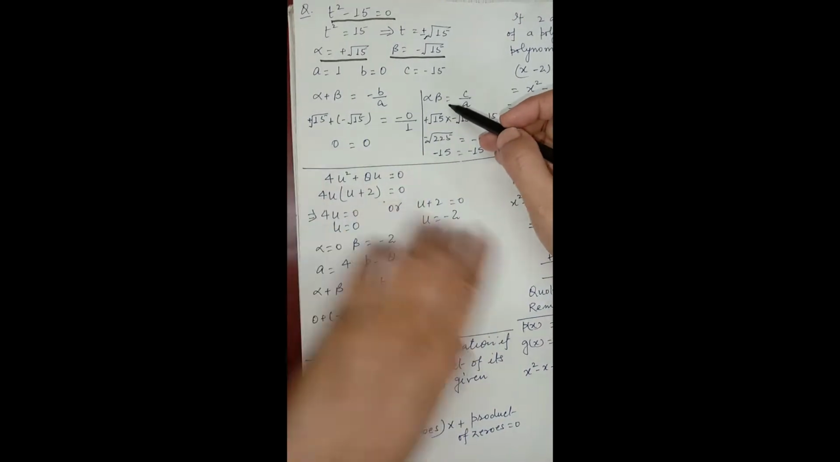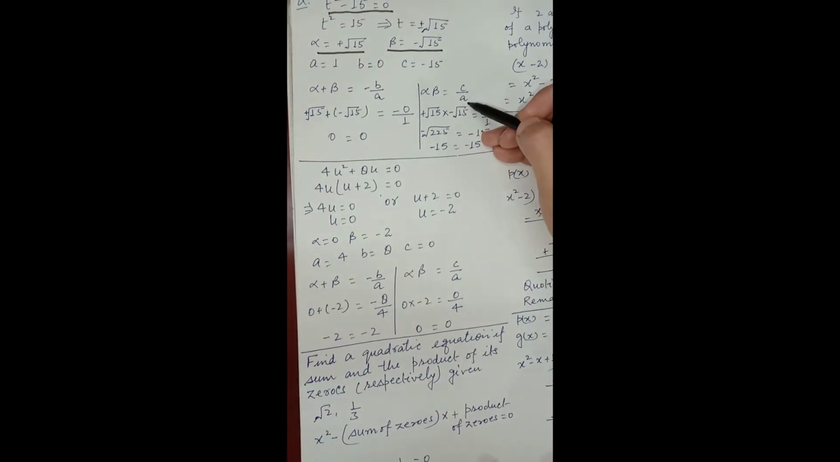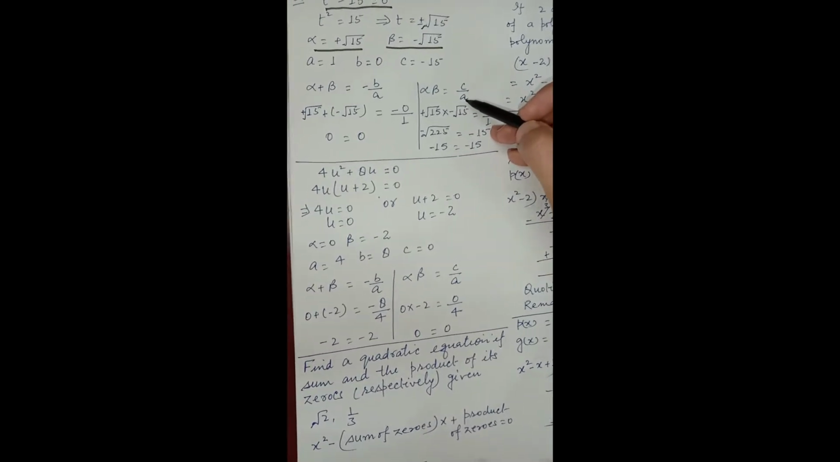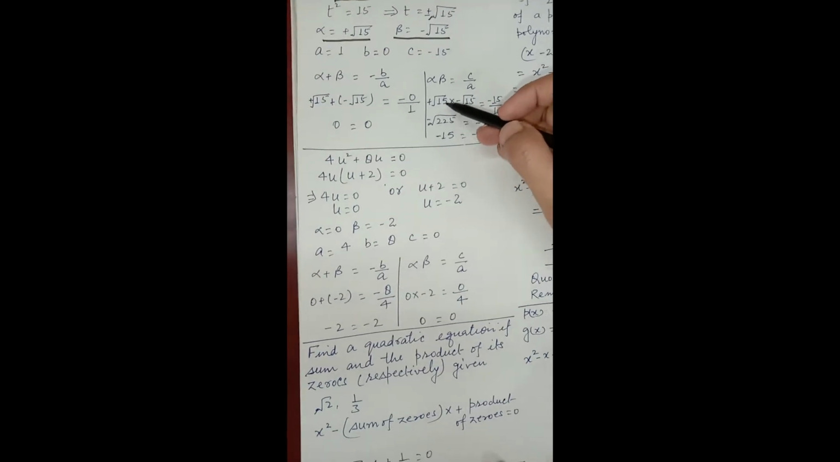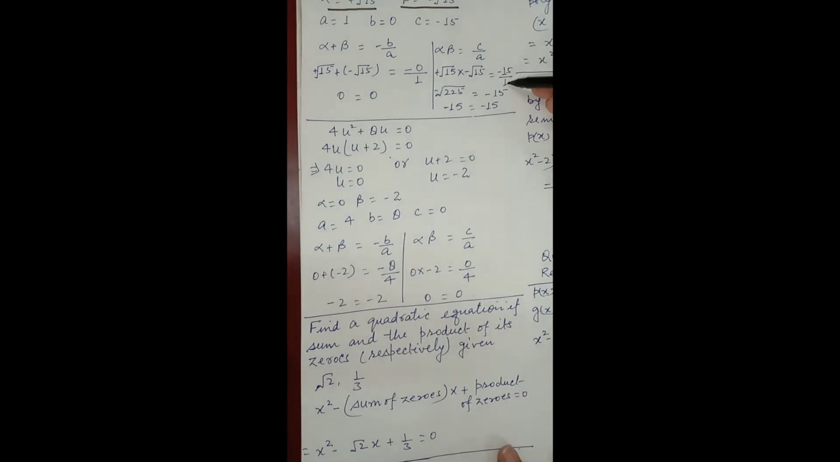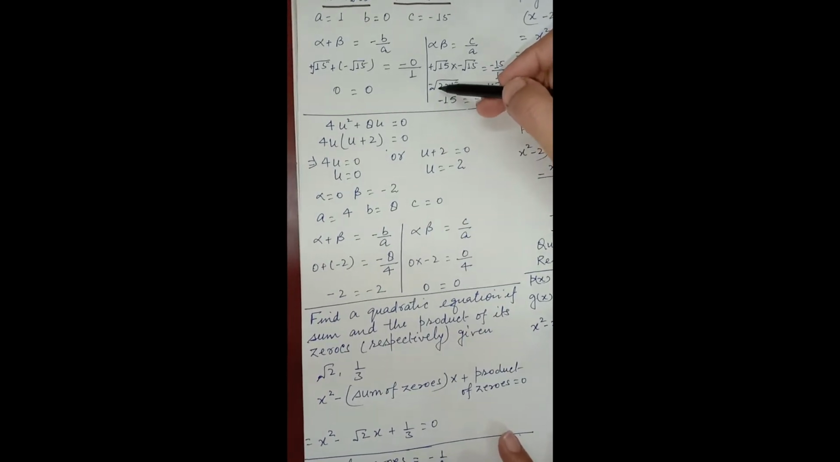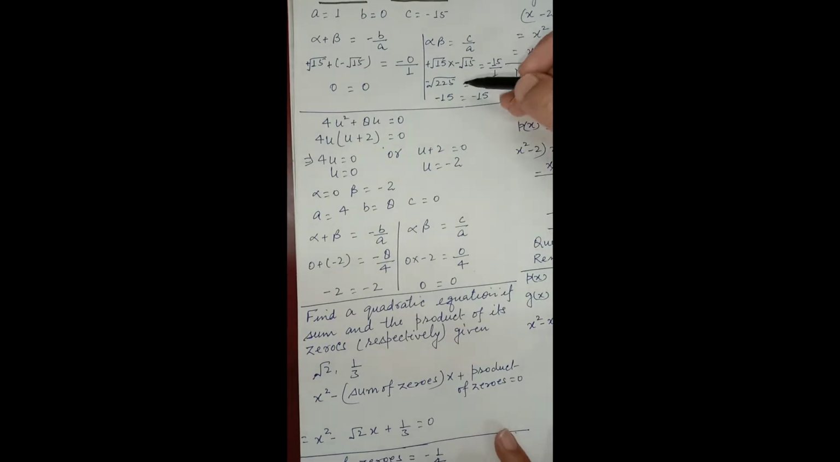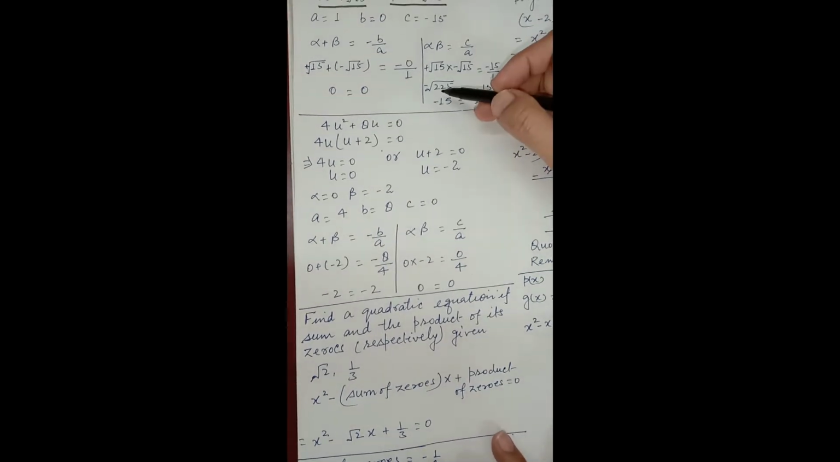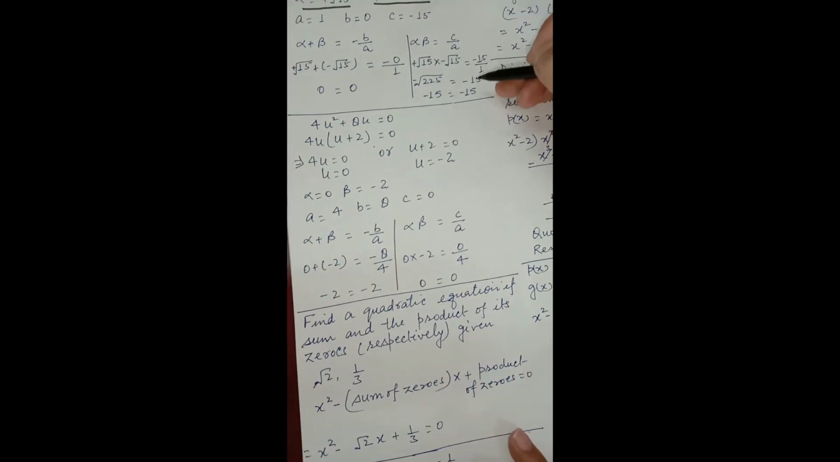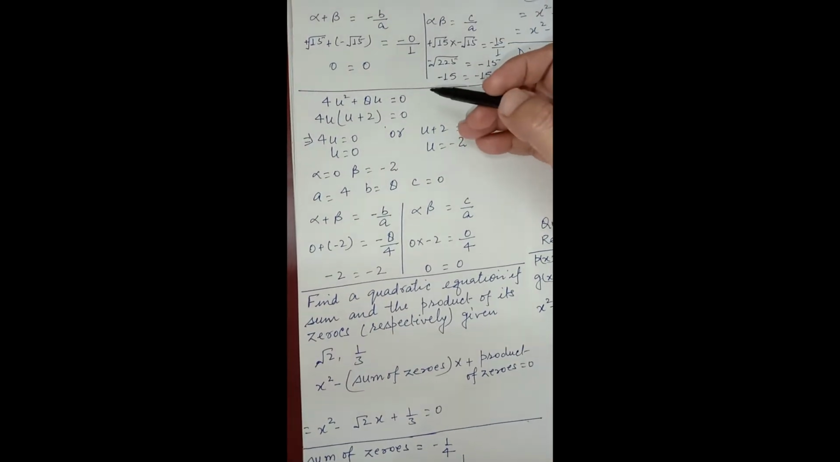Now for alpha into beta. Product of the zeros equals c upon a, where c is the constant term and a is the coefficient of x square. So plus root 15 into minus root 15 equals the value of c, which is minus 15, upon 1. On multiplying, plus and minus will make minus, and it will be minus root 225 equals minus 15. On solving the left side, we get minus 15 equals the right side, minus 15. Both sides are equal, so this relationship is verified. In this way, we have verified the relationship between zeros and the coefficients.